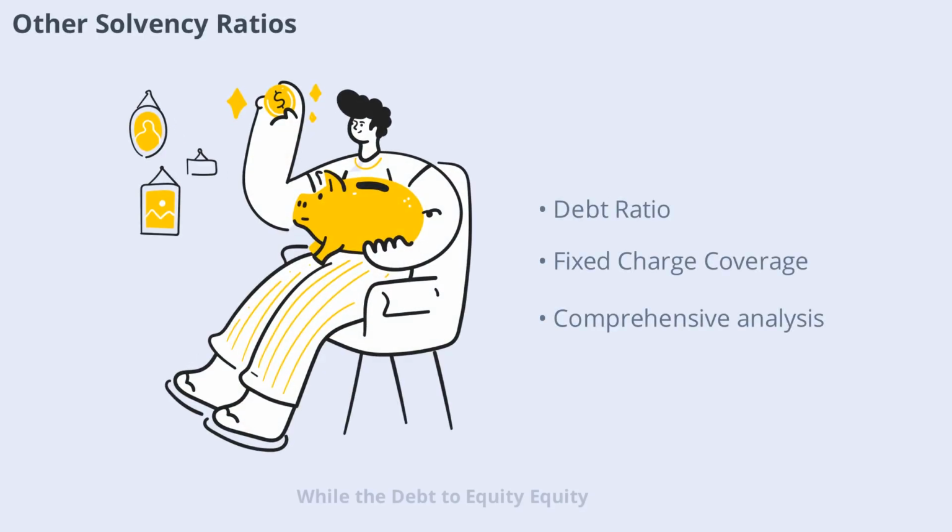While the debt-to-equity and interest coverage ratios are the most common, there are other solvency ratios worth considering. These include the debt ratio, which compares total debt to total assets, and the fixed charge coverage ratio, which looks at a company's ability to cover all fixed financing expenses. Each ratio offers a unique perspective, so using several together provides a more comprehensive analysis.